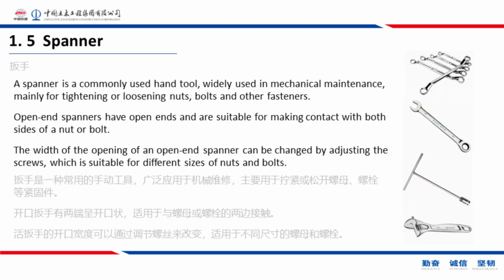PPT 8. 1. Spanner. A spanner is a commonly used hand tool, widely used in mechanical maintenance, mainly for tightening or loosening nuts, bolts and other fasteners. Open-end spanners have open ends and are suitable for making contact with both sides of a nut or bolt. The width of the opening of an adjustable spanner can be changed by adjusting the screws, which is suitable for different sizes of nuts and bolts.